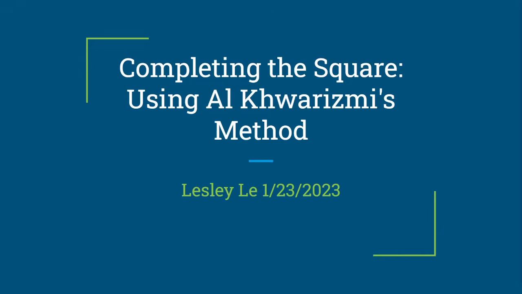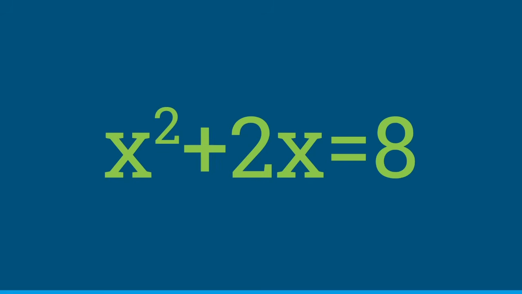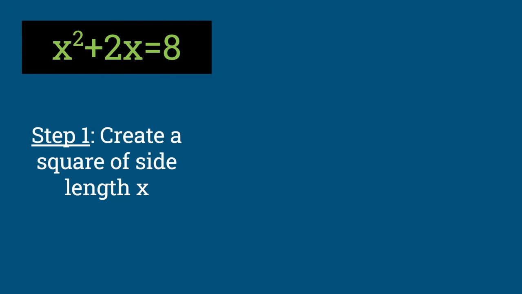In this video, we will be walking through an algebraic example of completing the square using Al-Khwarizmi's method. The example we'll be working with is x squared plus 2x equals 8. The first step is to represent the equation.